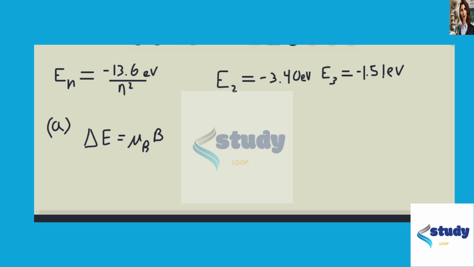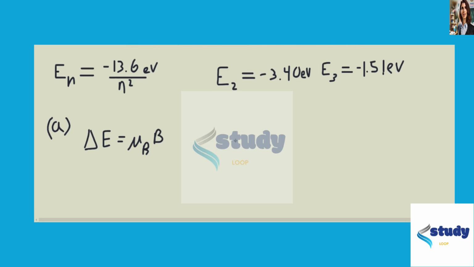So we know that we're going from the n equals 3 state to the n equals 2 state. The energy values of these different n states are given by E sub n is equal to negative 13.6 eV over n squared. So E sub 2 is negative 3.4 eV, and E sub 3 is equal to negative 1.51 eV. For A, the shift in the energy level from the zero field value, delta E, is equal to mu sub B times the magnetic field strength B.